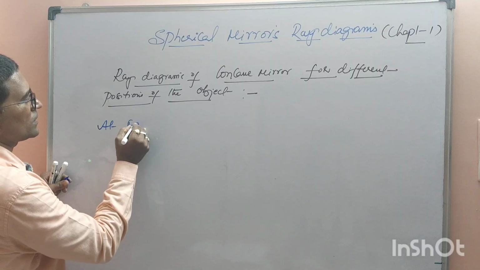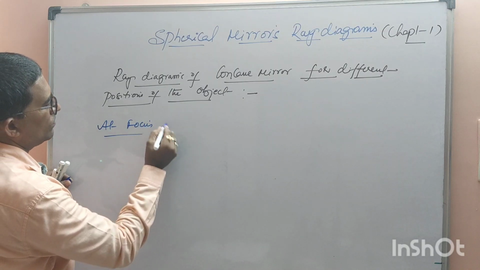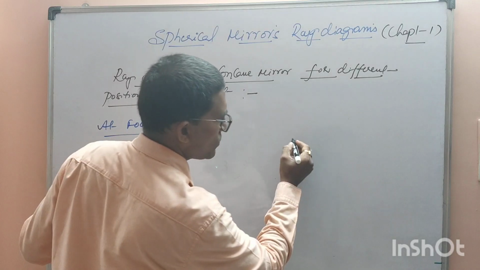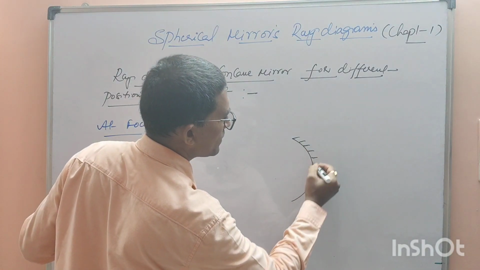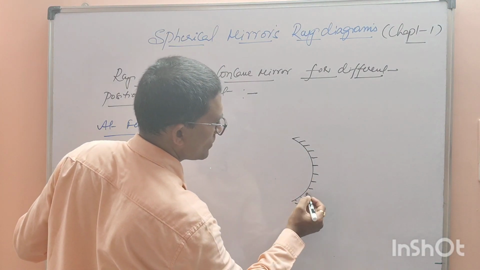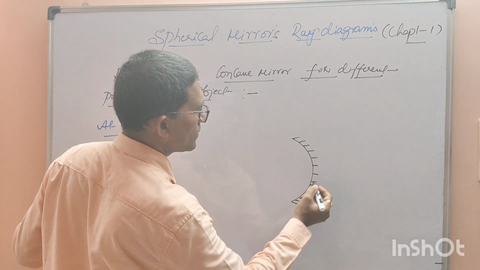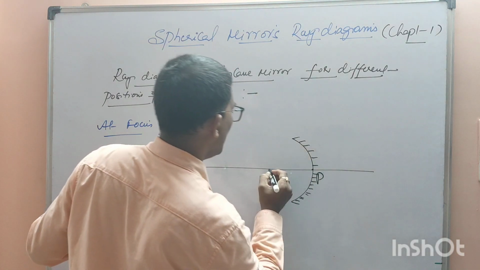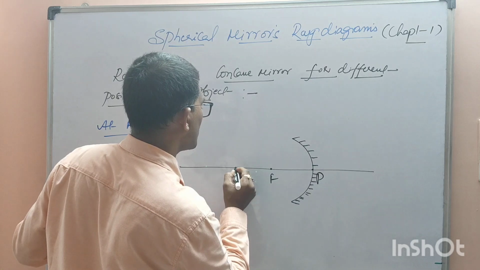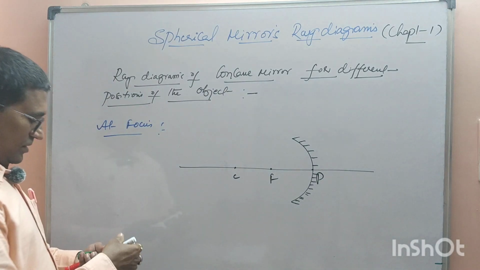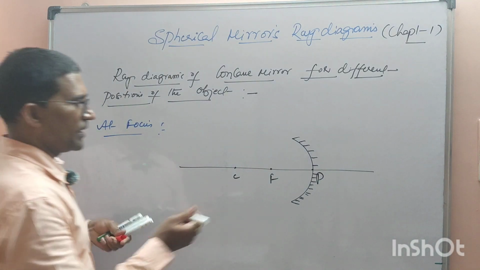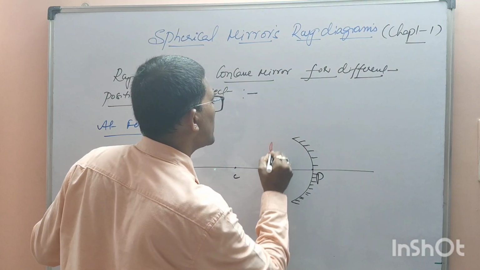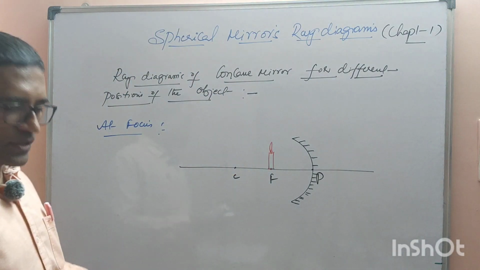Now the object is placed at the focus. How will the ray diagram be? Here we have the pole, this is the focus and this is the center of curvature. Sir, how will the rays be? Now the object is placed at the focus.